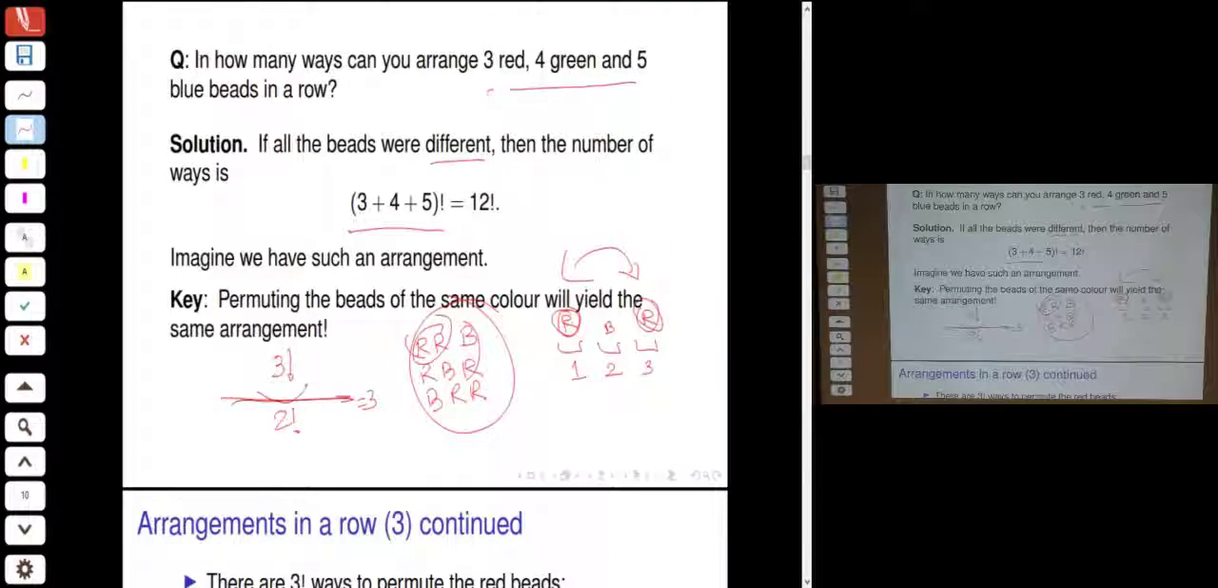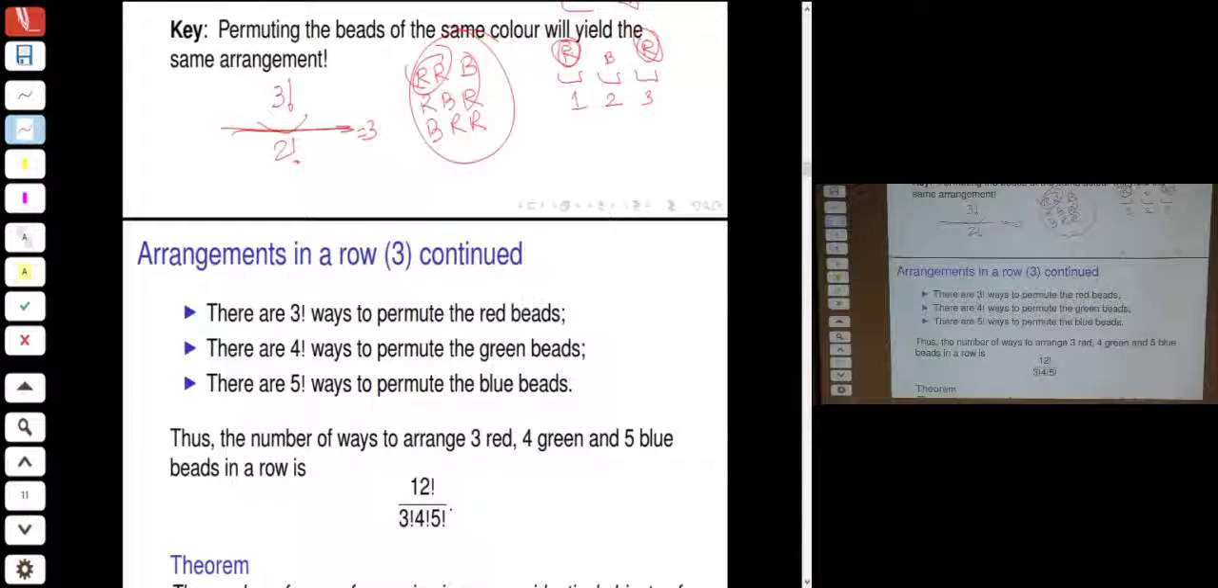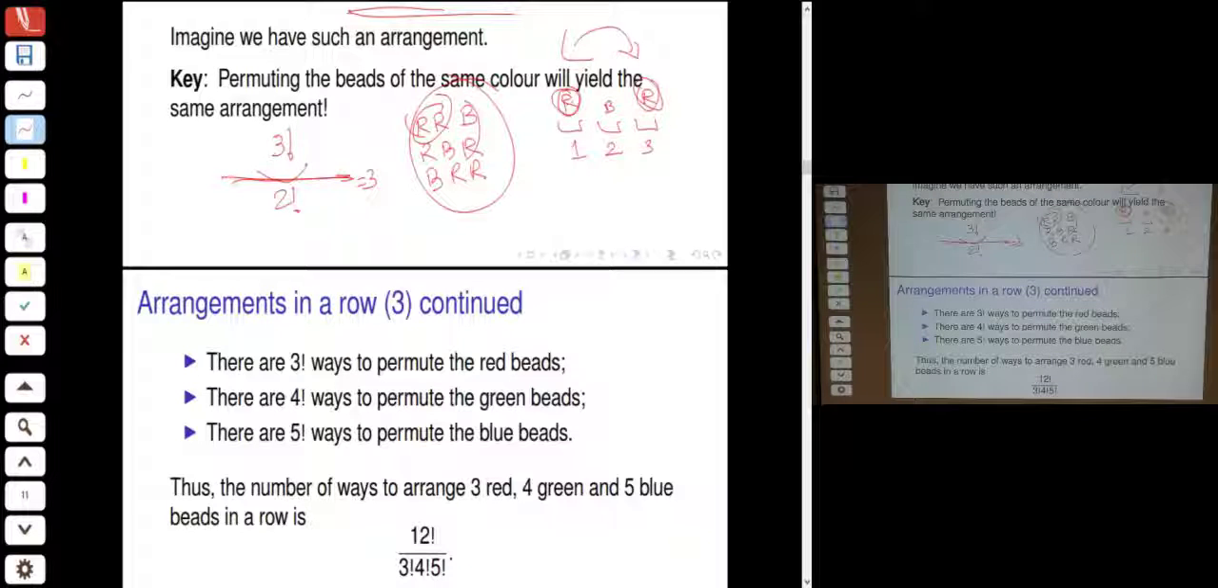So we have 3 red, 4 green and 5 blue beads, and if they were really distinct, you could arrange them in (3 plus 4 plus 5), or 12 factorial ways. But now the assumption that some of these beads are of the same color kicks in. So first of all, let's take care of the red beads. Imagine that the beads are all distinct. Now, out of them, suddenly 3 particular beads have the same color red. So how many ways are there of arranging these 3 red beads among each other?